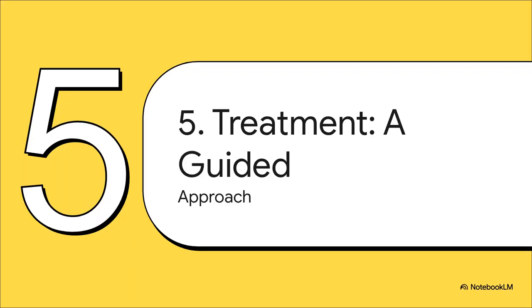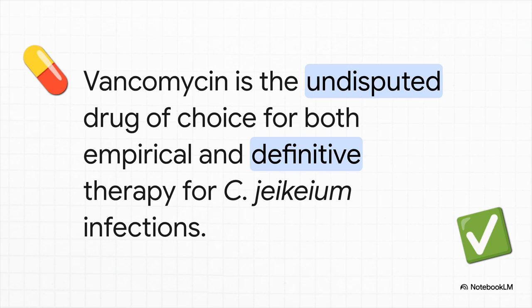So, now we're armed with our ID and our susceptibility data. How do we translate all of this into effective treatment at the bedside? Well, the approach is pretty much dictated by that predictable resistance profile we just talked about. Let's be perfectly clear about this. The international standard of care is vancomycin. No question. If you have a patient with a severe infection and Corynebacterium jeikeium is even suspected, let alone confirmed, vancomycin is the drug you start. And honestly, it's often the drug you're going to finish with too.